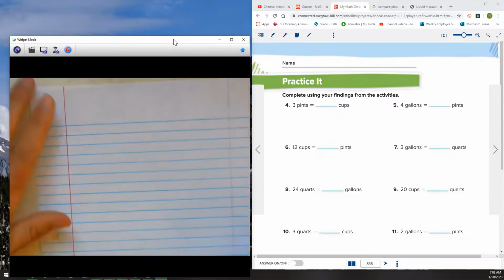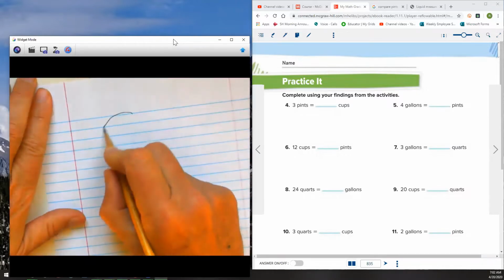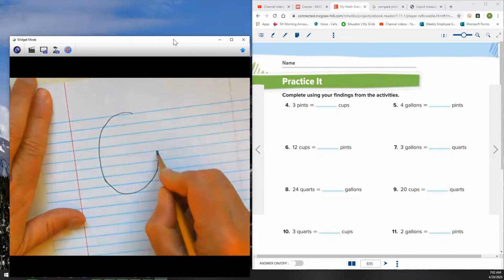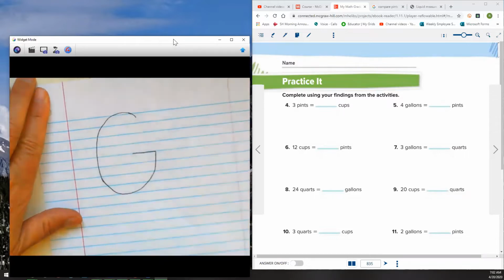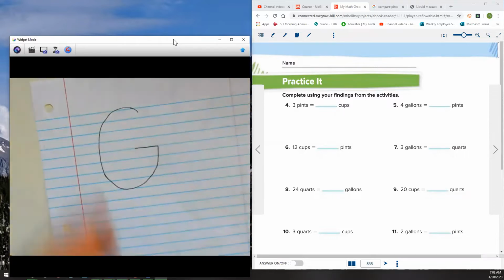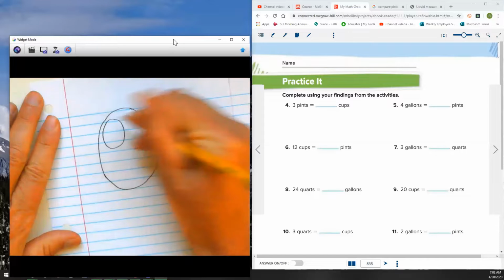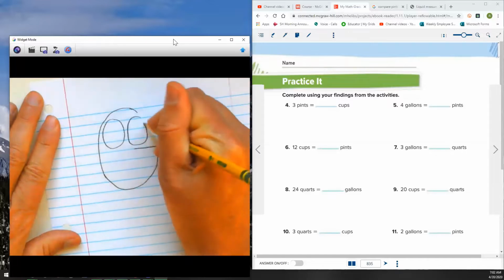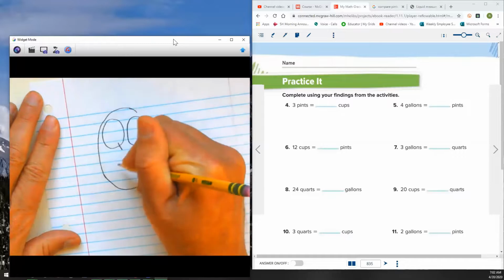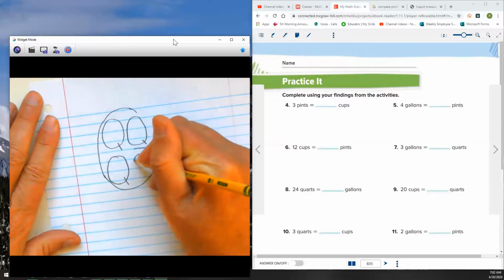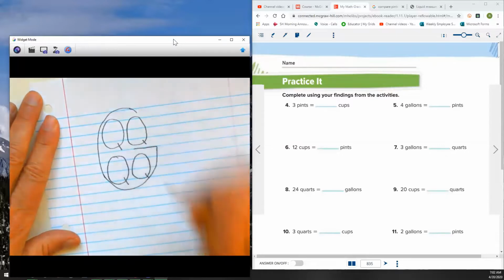First thing I do is I make a big G, and it's good to make a good size G because you're going to be putting stuff inside of it. I make a capital G, and my G stands for gallon. And so we're going to be looking at what units of measurement make up 1 gallon. So inside the gallon, we're going to start to put 4 quarts, or 4 Qs. Each Q is equal to 1 quart. And this helps me to remember that there are 4 quarts in 1 gallon.